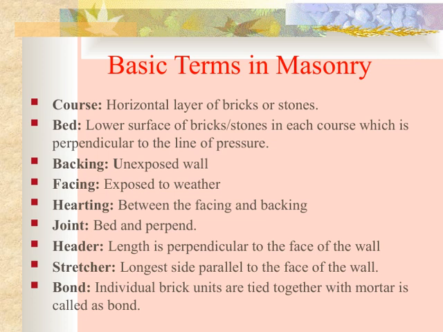When we refer to headers, we mean bricks that are laid with their length perpendicular to the face of the wall. This helps tie the wall together horizontally. Conversely, stretchers are bricks with their longest side parallel to the face of the wall, giving a different visual and structural effect. Finally, the term bond describes how individual brick units are tied together using mortar. It's the pattern or technique used to ensure the wall's stability and strength. Understanding these basic terms provides a solid foundation for grasping more complex masonry concepts later on.